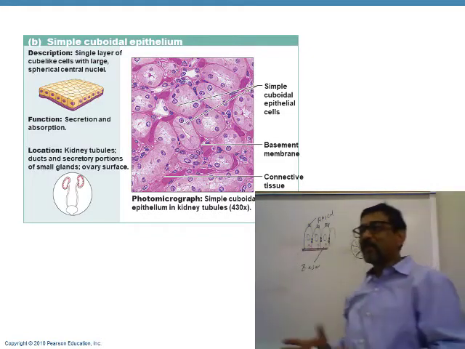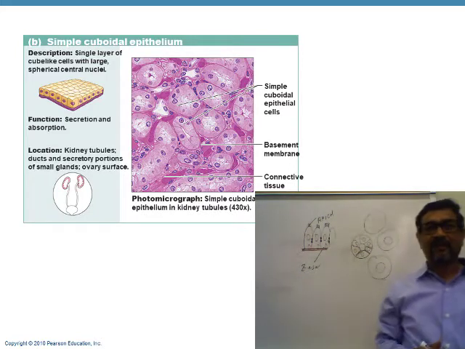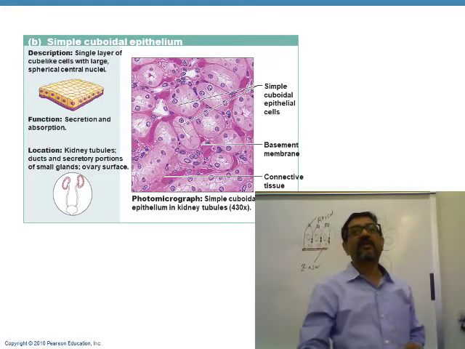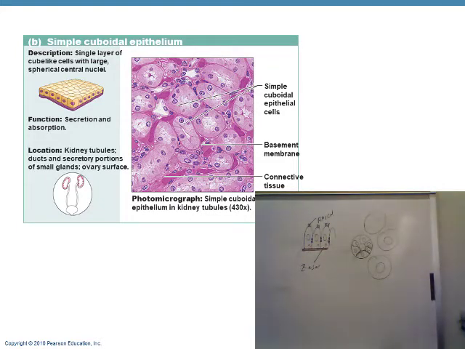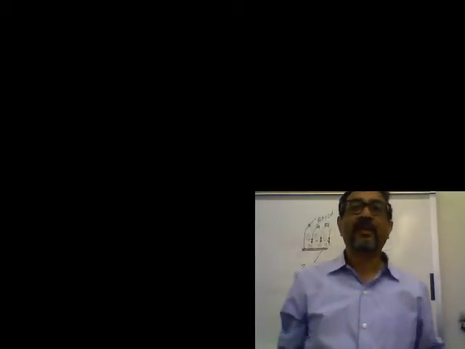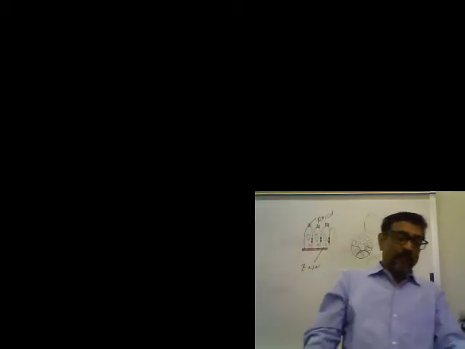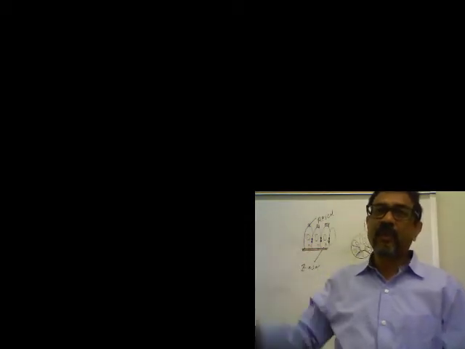Where will you find simple cuboidal? You will find it in the ducts of the glands. Ducts are tubes. You know, ducts are tubes. So ducts of the glands and kidney tubules. Inside the kidney, you have millions of tube-like structures. Those are called nephrons. So in the wall of kidney tubules or nephrons and the ducts of the glands, you will find simple cuboidal. Okay.